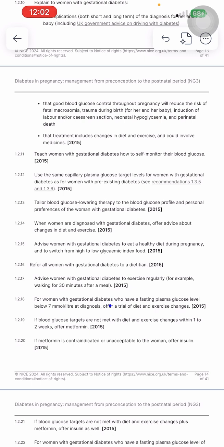For women with gestational diabetes with a fasting level below 7 at diagnosis, offer a trial of diet and exercise. If the blood glucose targets are not met with diet and exercise changes within 1 to 2 weeks, offer metformin. If metformin is contraindicated or unacceptable to the woman, offer insulin. And if the blood glucose levels are not met with diet and exercise changes plus metformin, offer insulin as well.